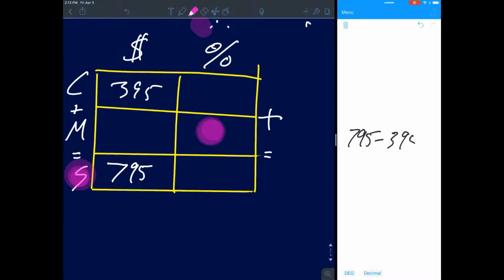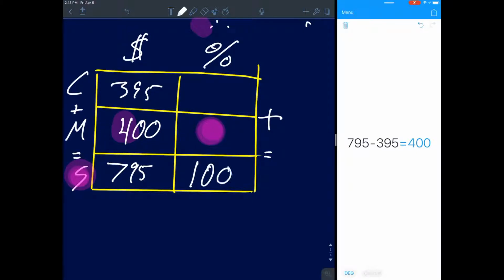795 minus 395 is 400. Now, because it's based on the selling price, we know that that is 100%. And then we need to use these two numbers to find the ratio of 795. So 400 divided by 795 is 50.3%. And there's your answer.